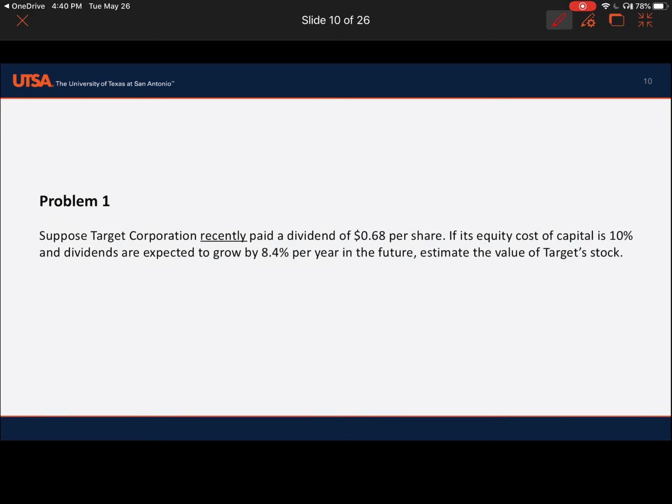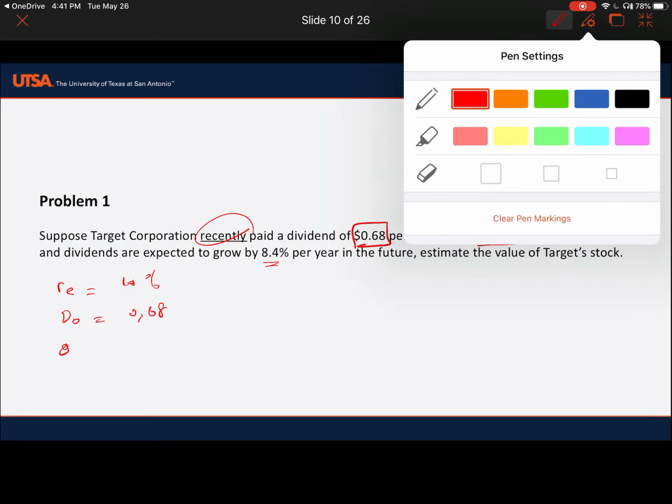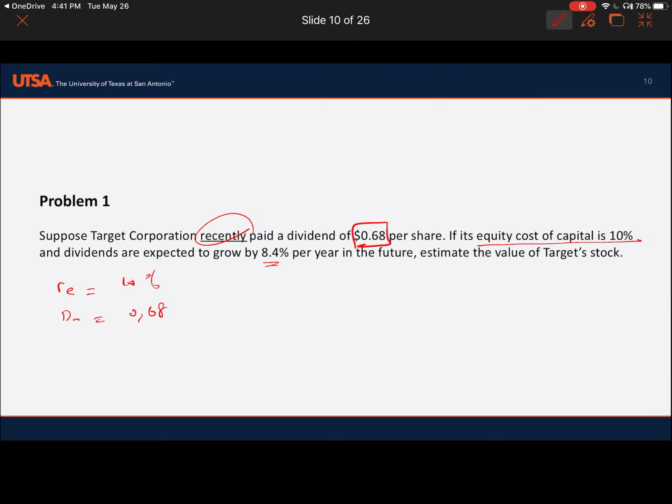So let's solve problem 1. Suppose Hybrid Corporation recently paid a dividend of 0.68 per share. This is the dividend payment recently. And its equity cost of capital is 10%. Let's write the given numbers: equity cost of capital is 10%, dividend 0 is 0.68, and the dividends are expected to grow at a growth rate of 0.084, or 8.4% per year in the future. Estimate the value of the stock.